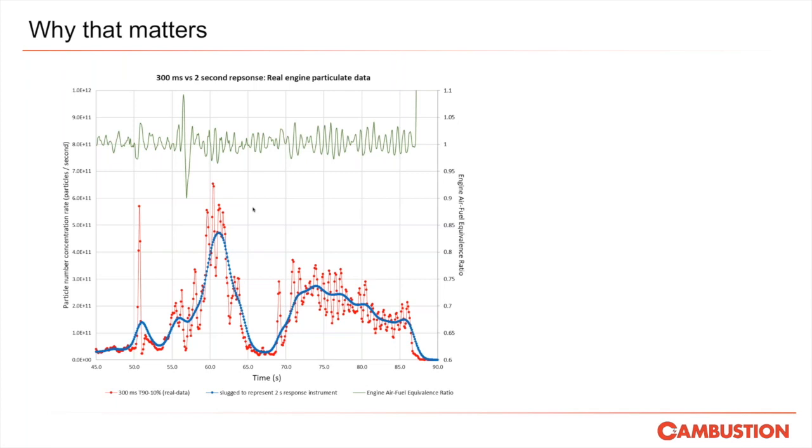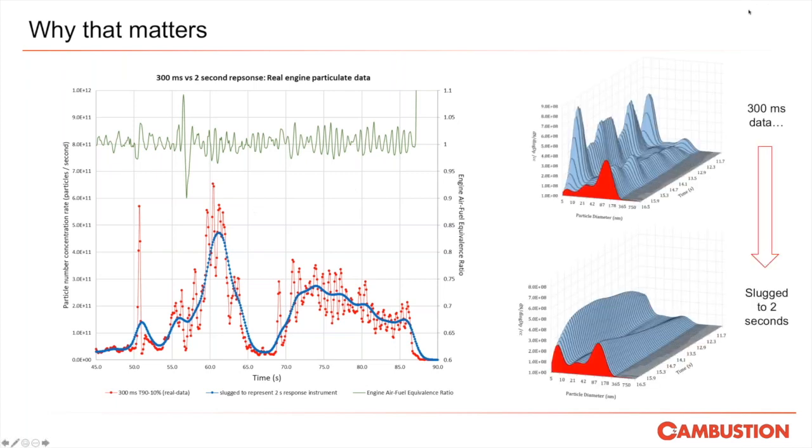If we look at the size spectrum, it's even more apparent. So we have this instrument which can measure the size spectrum in real time and give you this nice waterfall plot. And you can see all these features. If we slow that down to 2 seconds, never mind 5 seconds, you can see those features have been lost, even though this is still 10 hertz.